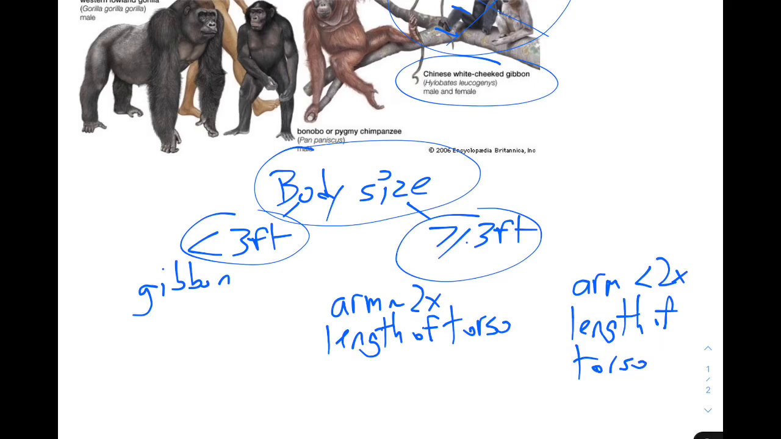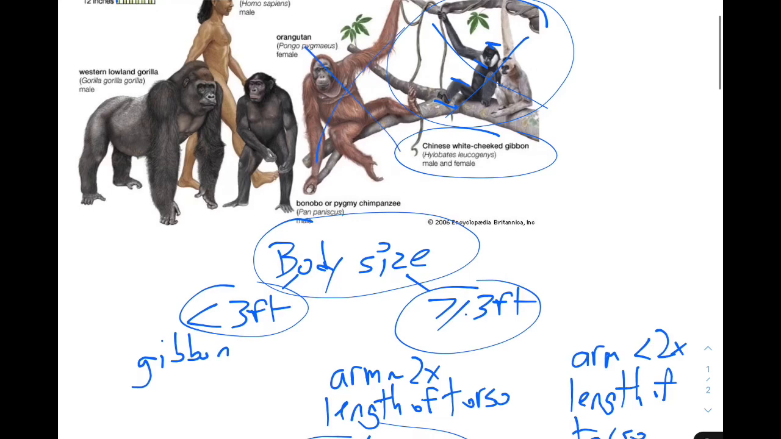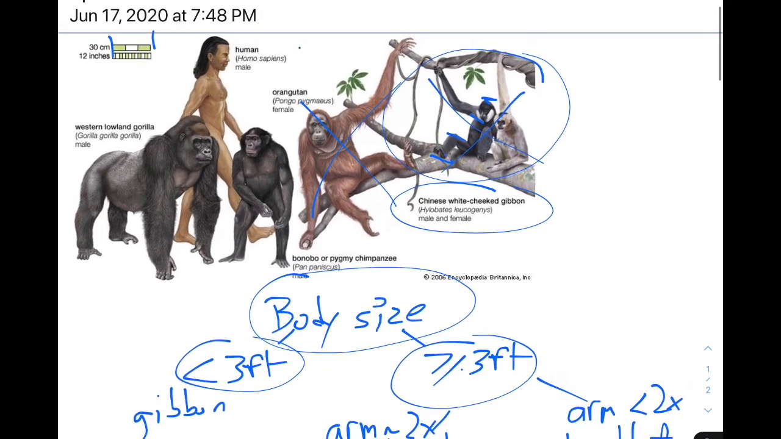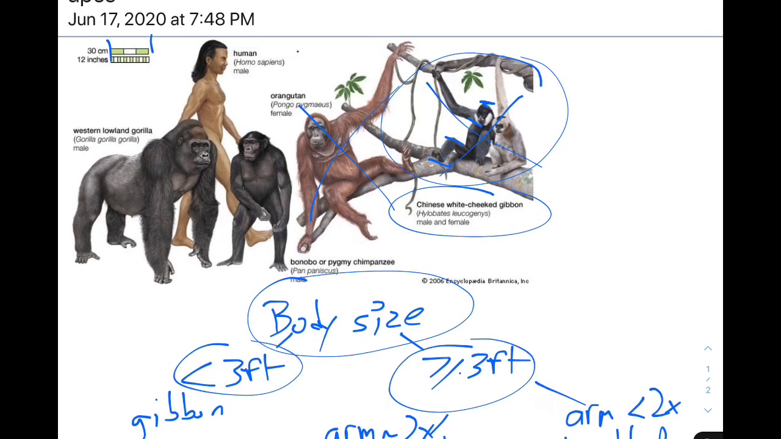The one that has the longest arm, we know which one that is. That's the orangutan. And once we've identified something, we don't have to think about it anymore. And for the ones that have their arm less than 2 times the length of the torso, that's the chimp, the gorilla, and the human. So we need to find a way to differentiate those.